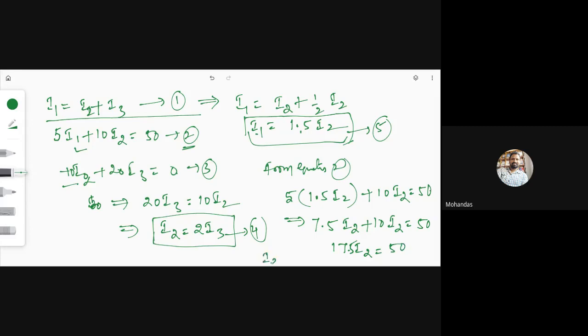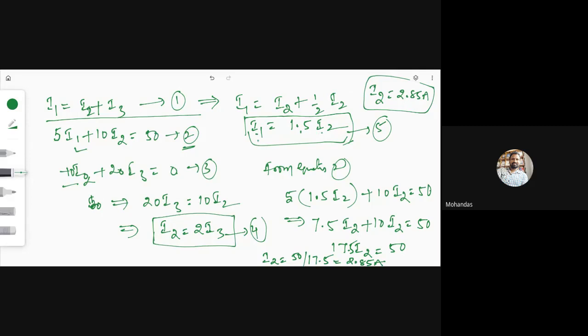Then please tell me the I2 value here. 50 by 17.5. What is the value? 2.85, sir. Yes, 2.85 amperes. So we got I2 equal to 2.85 amperes.